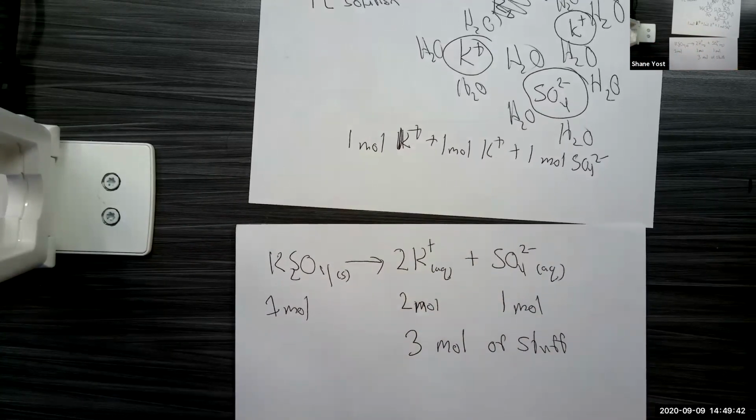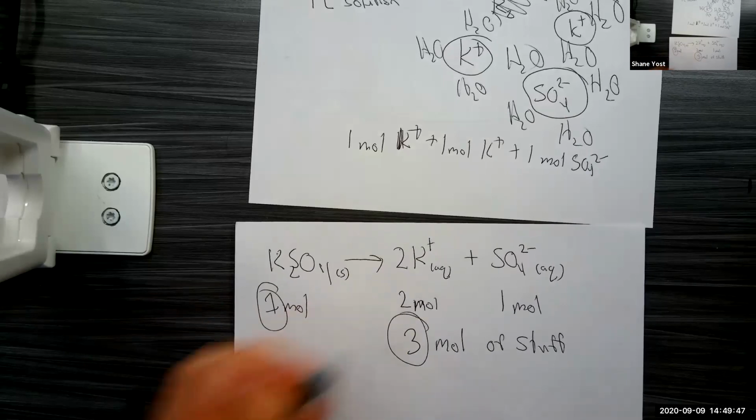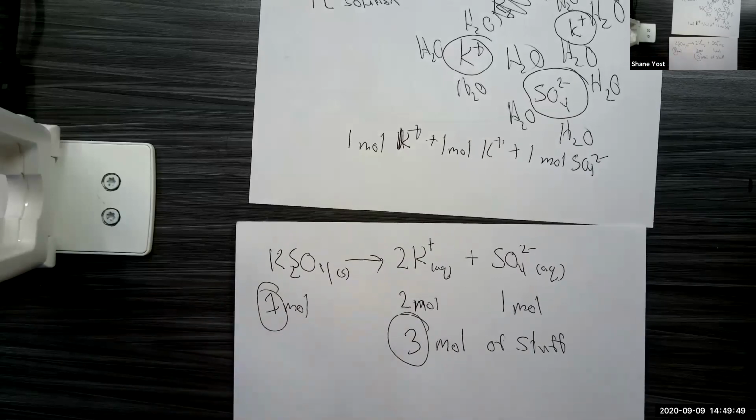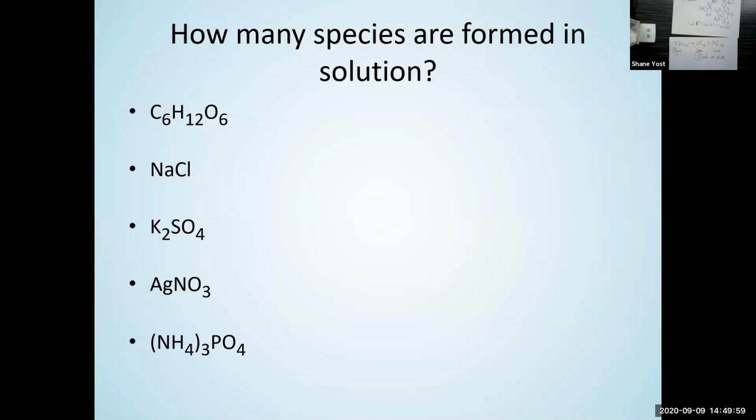3 moles of different things, 3 moles of stuff. So this one thing breaks apart into 3 things. And that's what this question is asking, right? That's what we're trying to get at: how many things does it break apart into when it's dissolved in solution? So 3 for K2SO4.